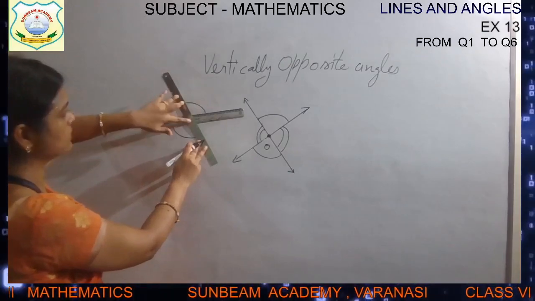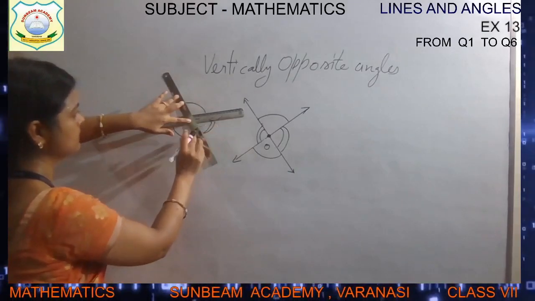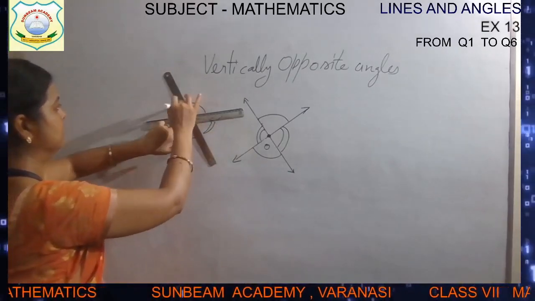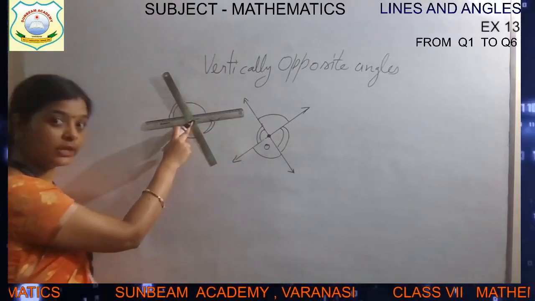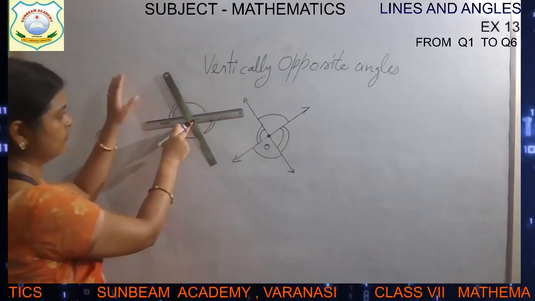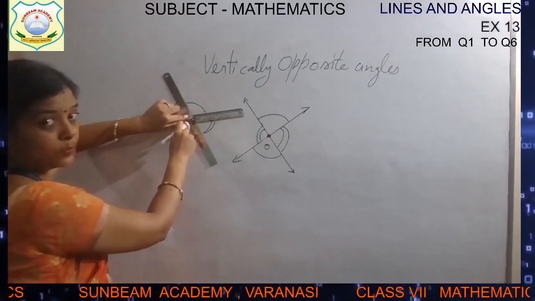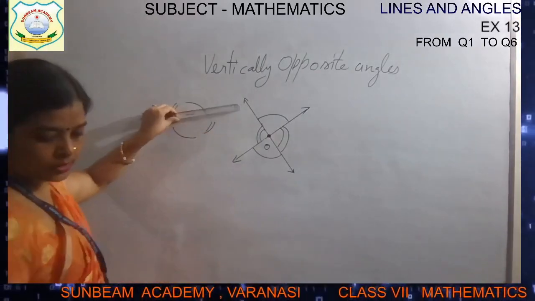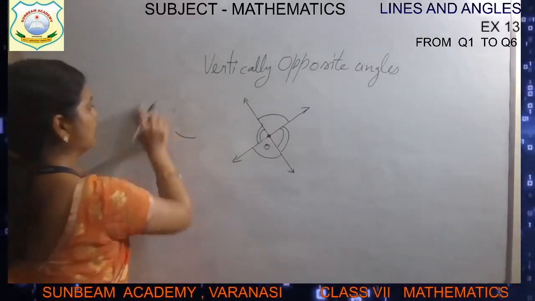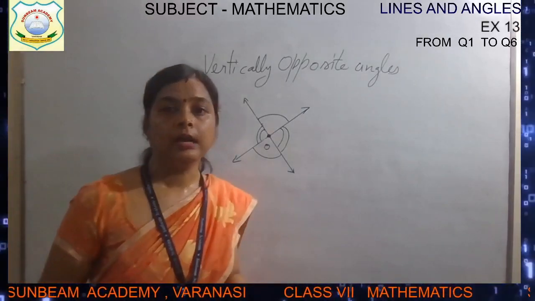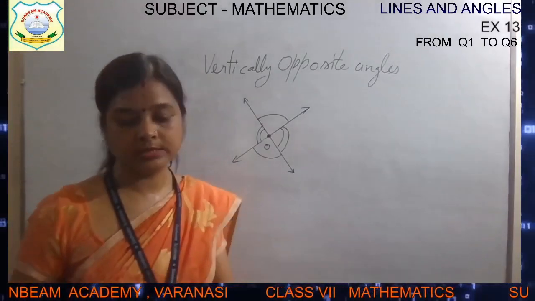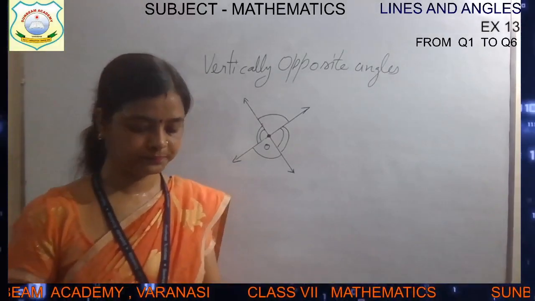And one more opposite angle is there, these two and these two, they will also be what? Equal. So if two lines intersect at one point, it will form four angles, and the opposite angles are equal. Vertically opposite angles are equal.